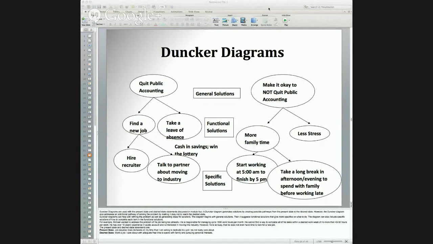Let's take a short break for 2 minutes, and then we will continue on the Dunker diagram. You are dismissed for 2 minutes. You may pause this, or you may keep it playing and just come back in 2 minutes so that we can continue. Thank you.